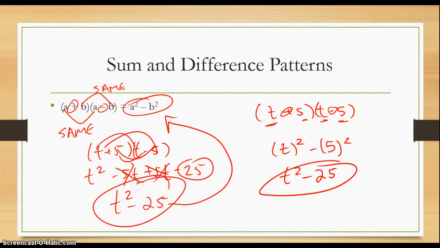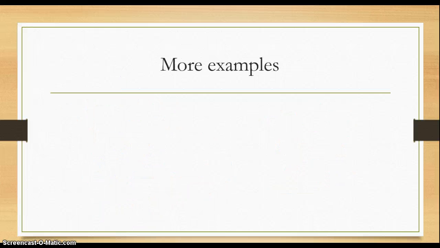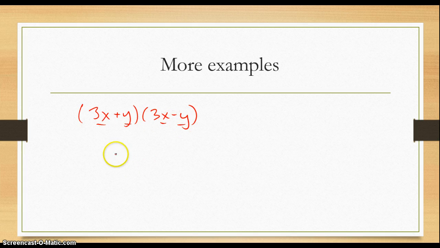Okay? Because doing the FOIL method, okay, it takes time. So if you can identify that right from the beginning, right at the start of the problem, you can just go right ahead into the work. Okay, square a, square b, done. So for example, okay, my a's are the same, b's are the same, so 9x squared minus y squared.